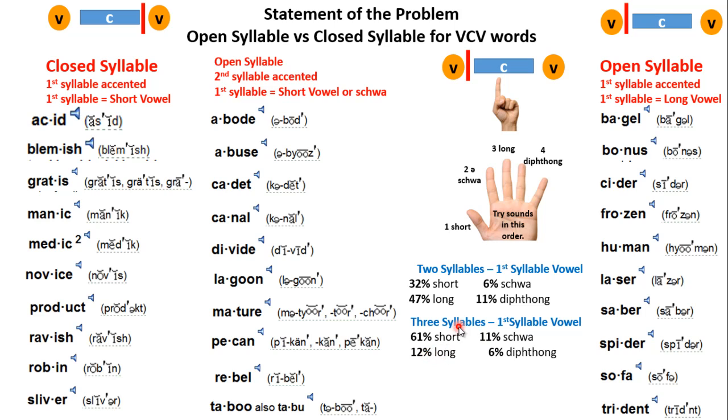Let's look at the second syllable of a three-syllable word. Okay, the short sound drops down to 29%, but you have more schwa, so that's still 69% of these two. And again, only 11% for long. So regardless if you have two syllables, three syllables, or four-syllable words, and you have a vowel, consonant, vowel pattern, make it open, and then try the short, schwa, long, or diphthong vowel sound.